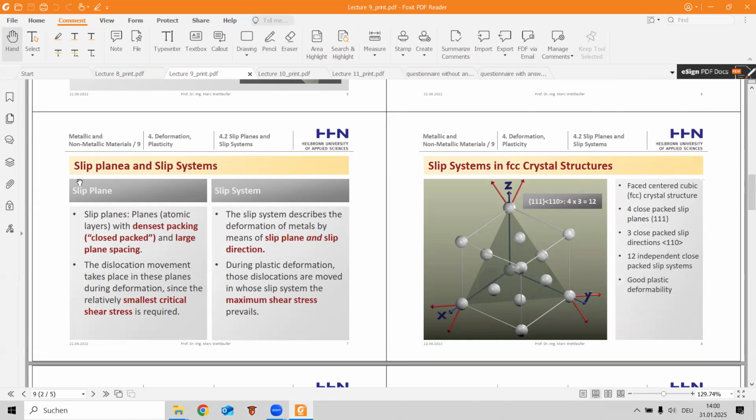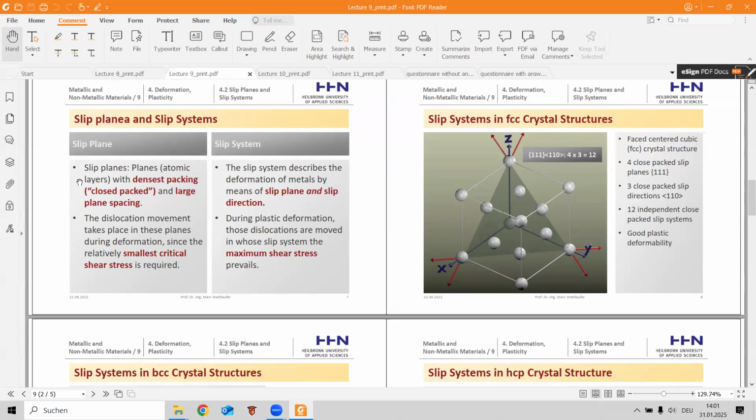Slip planes are planes with atomic layers of densest, closest packing and large plane spacing. As dislocation movement takes place in these planes during deformation, the relatively smallest critical shear stress is required. A slip system describes the deformation of metals by means of slip planes and slip directions. During plastic deformation, those dislocations are moved in those slip planes where the maximum shear stress prevails.